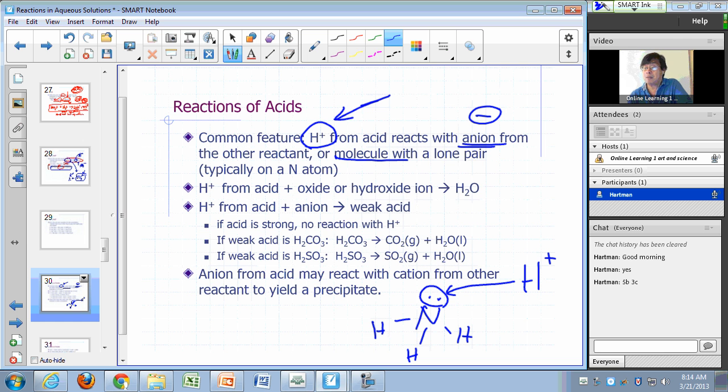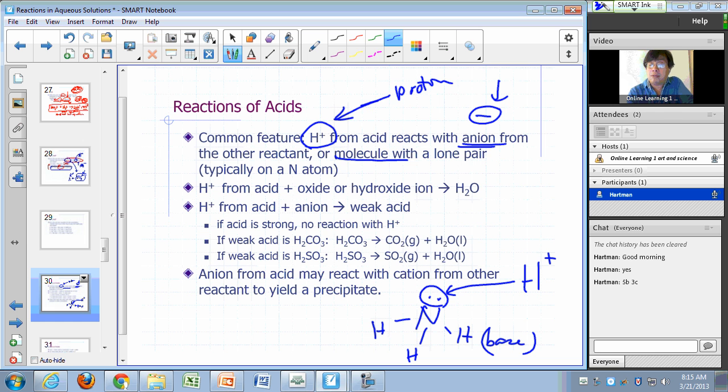So the H+ that breaks off from the acid is going to go looking for something negative to join with, to form a molecule or another ion, or it can attach itself to the lone pair of another molecule, like ammonia. Ammonia would be an example of what we would call a base, a proton acceptor. Remember, H+ is a proton, okay?